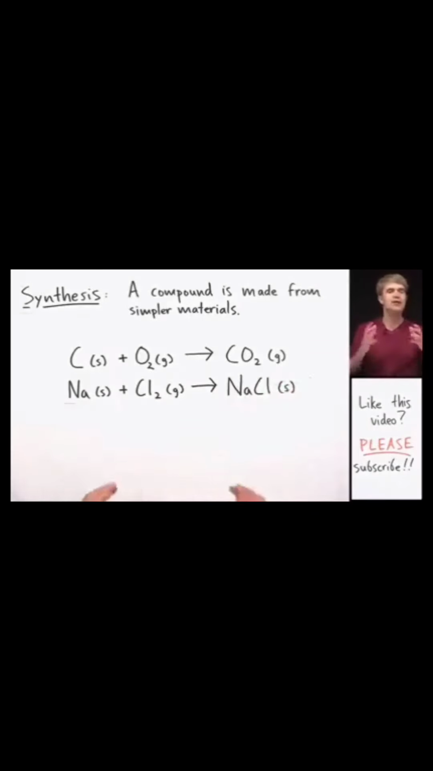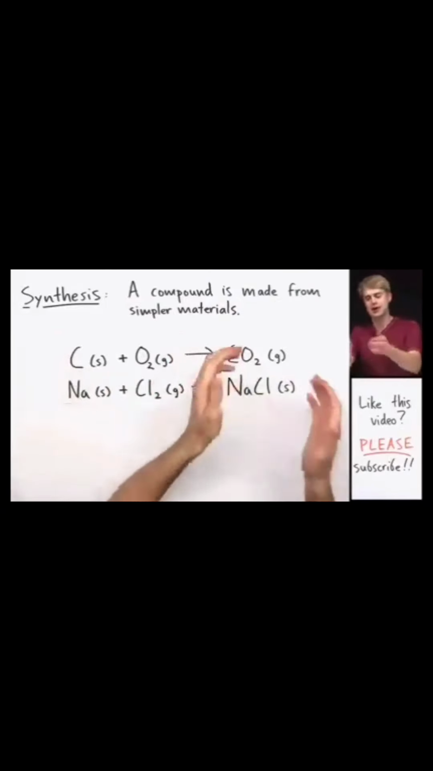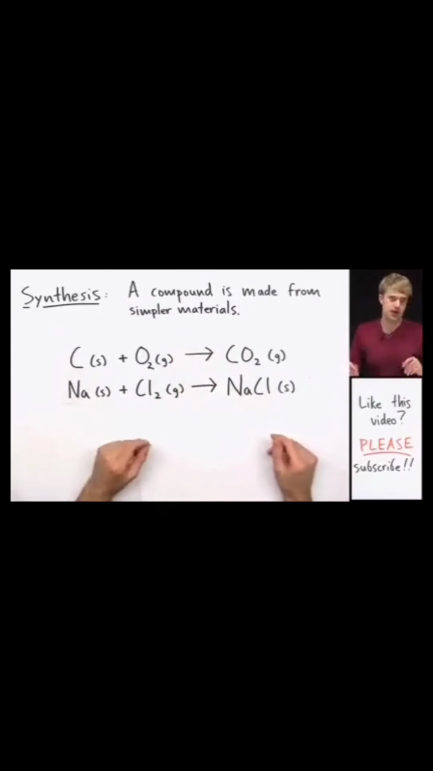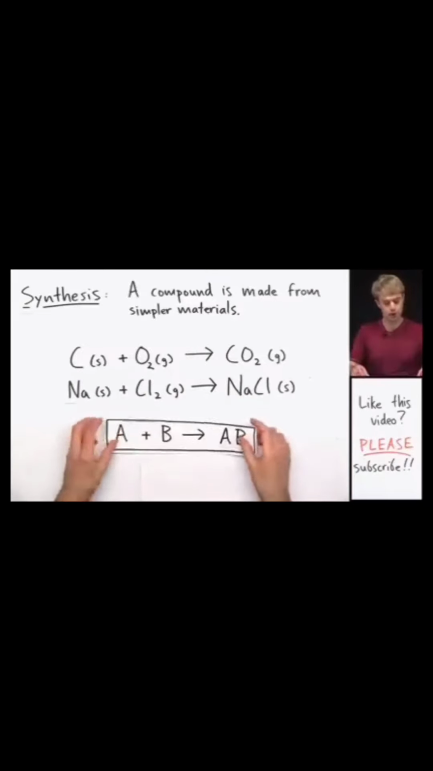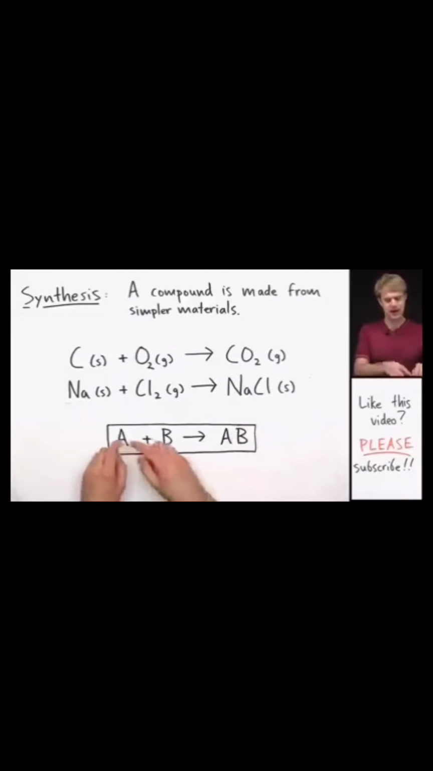in different ways. That being said, a synthesis reaction is one where we start with simple materials and put them together to make something more complex. If we want to represent a synthesis reaction more generically, we could say that it looks kind of like this. We have A and B combining to make AB. Here, A and B are different elements or different compounds coming together to make something more complex. So that's a synthesis reaction.